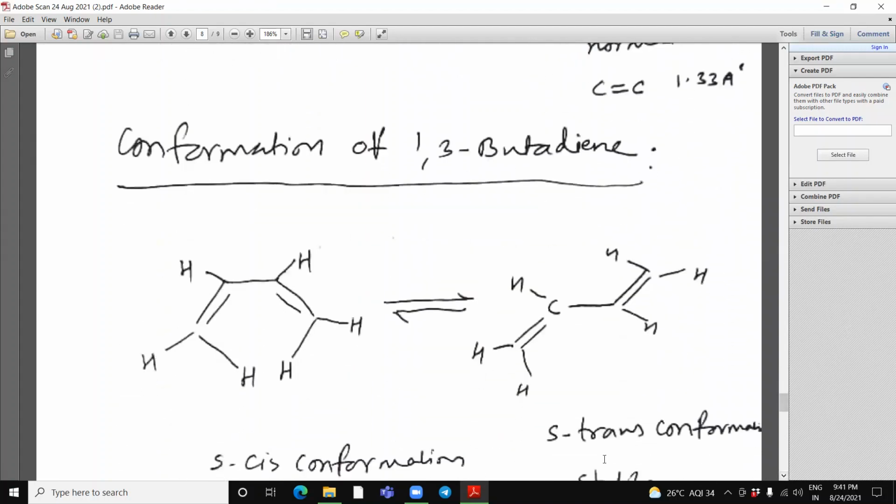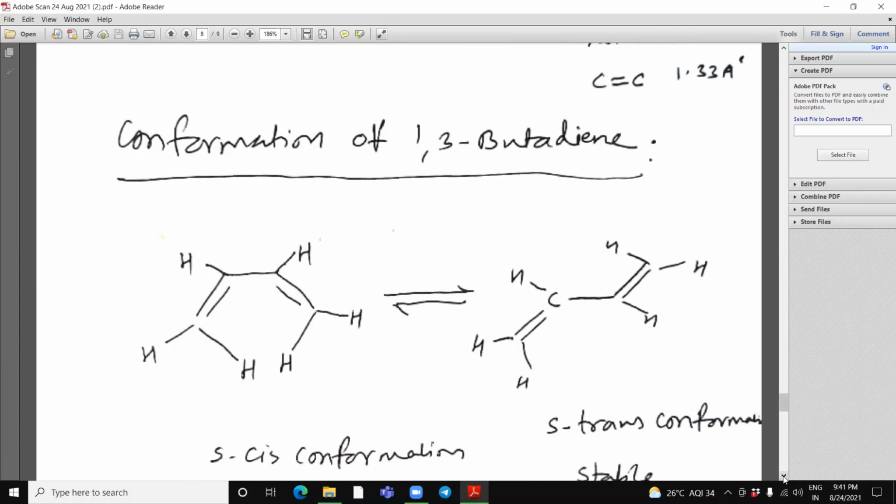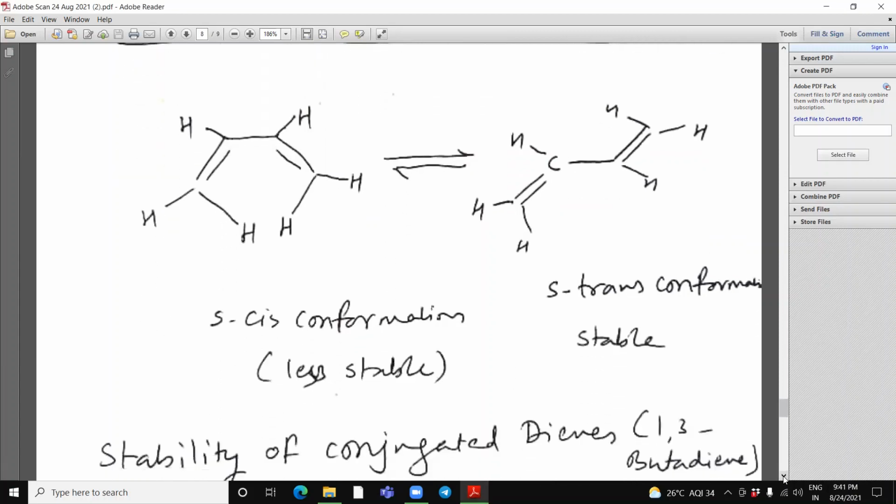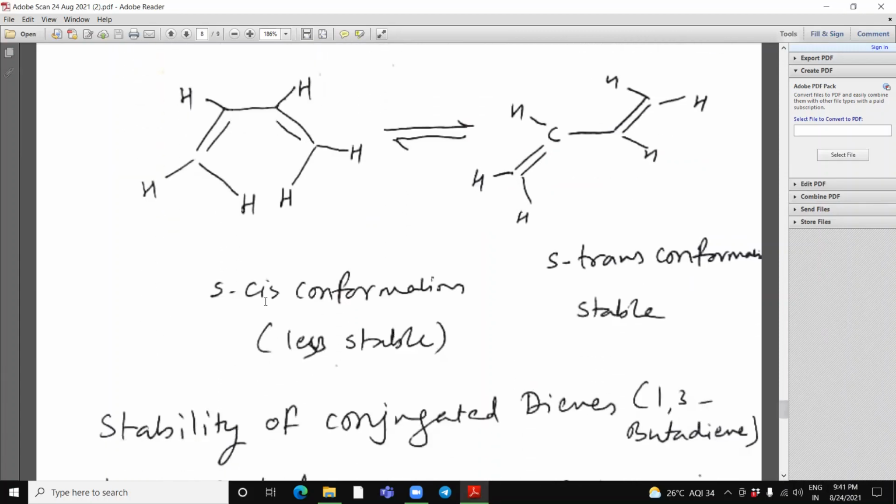Conformation of 1,3-butadiene. See here. We can get two types of conformation. This s-cis conformation is less stable. Trans conformation is stable.